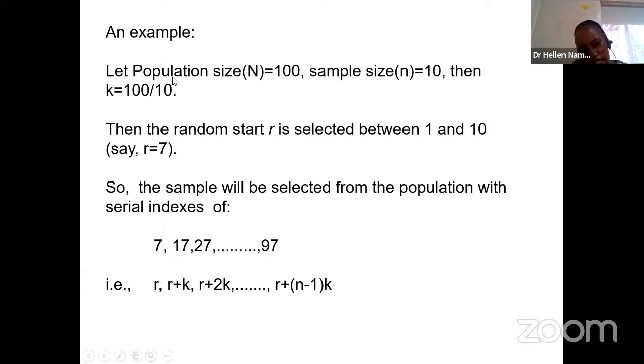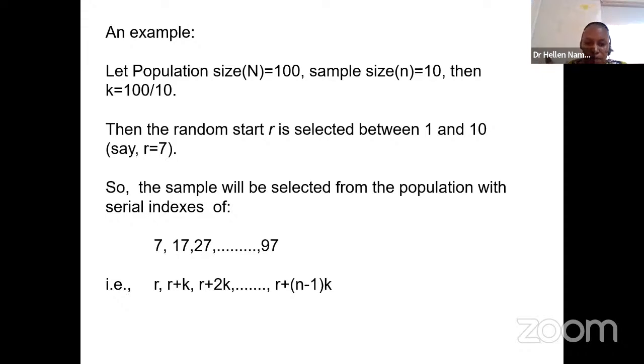In this particular case, let the population size N be 100, and you want your sample size to be 10. It implies that the systematic sampling interval is going to be 100 over 10, and you'll come up with 10. So it implies that you will pick every 10th person. As you are having your list, you pick every 10th person, and that person will be part of the sample that you're going to get.